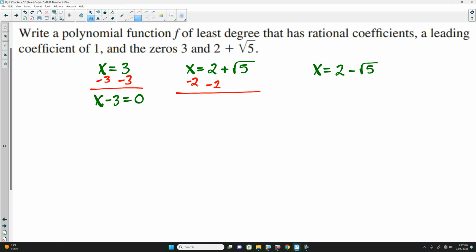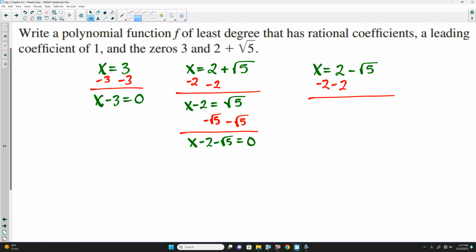So for the first one here, we're going to subtract 2, telling us x minus 2 is equal to the square root of 5. Then we're also going to need to subtract square root of 5, telling us x minus 2 minus the square root of 5 is 0. Yes, we're moving everything over to x. And we'll do the same thing with the last one here. Subtract 2 first. And this time we're going to add the square root of 5 because this time the square root of 5 is negative.